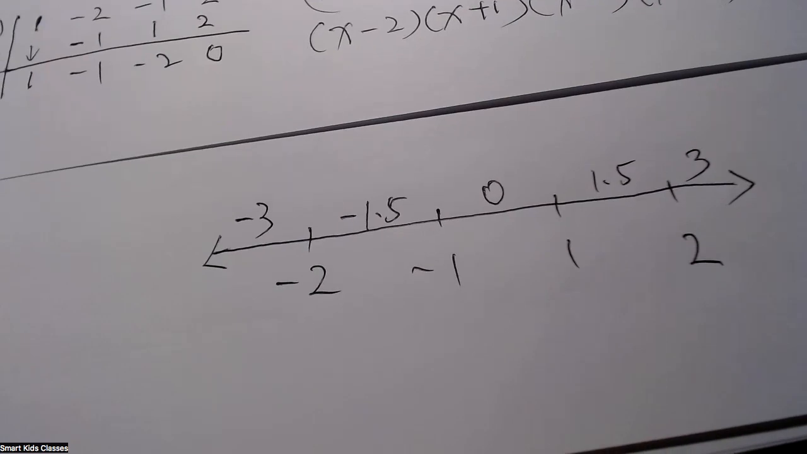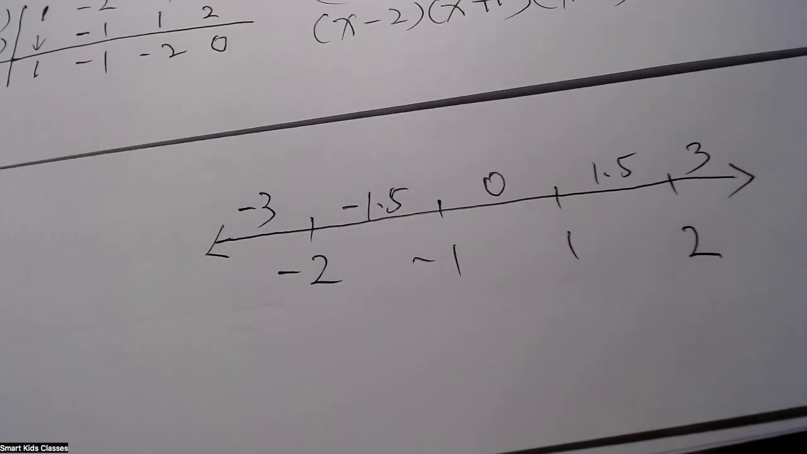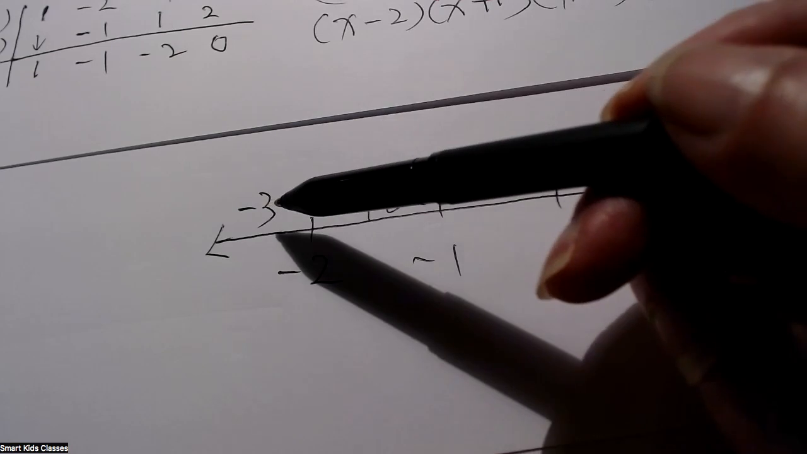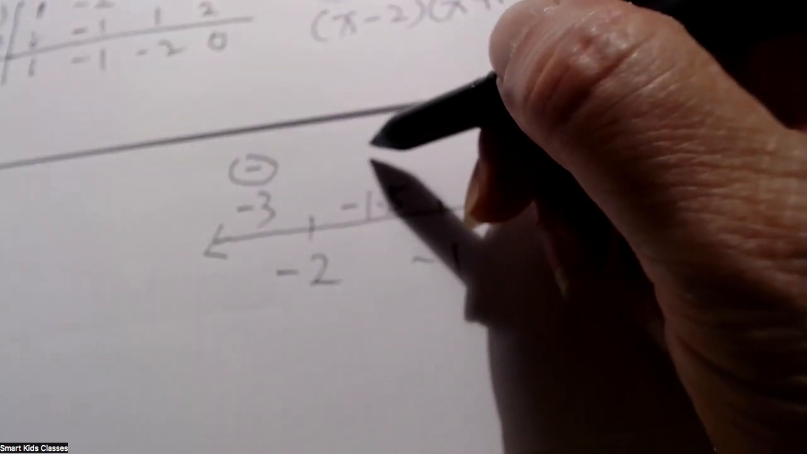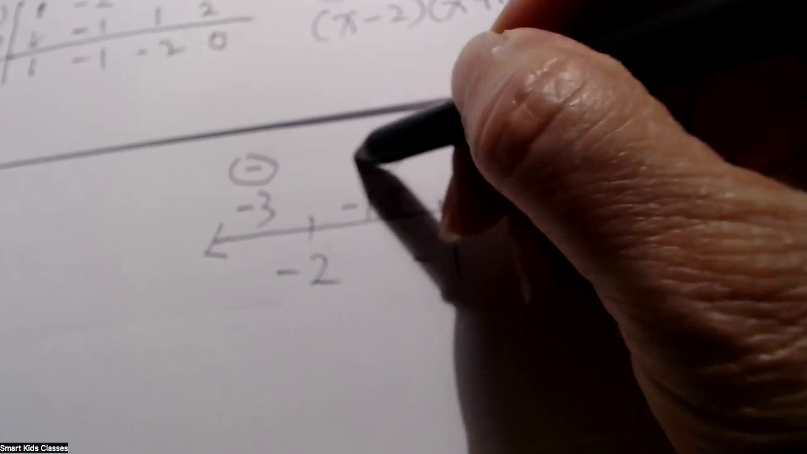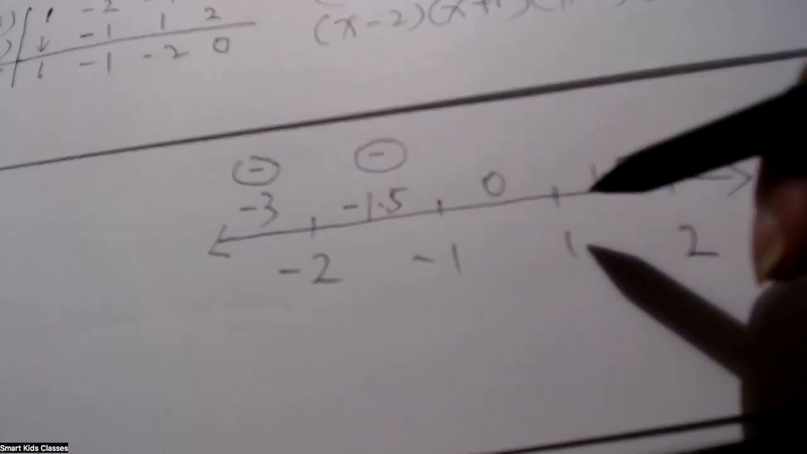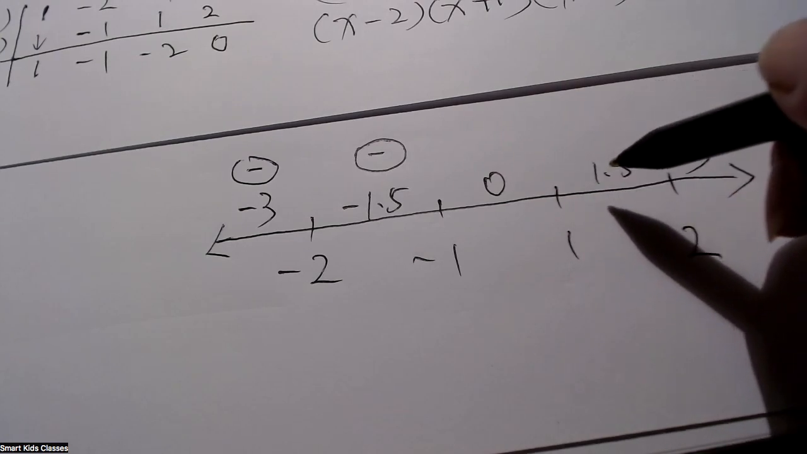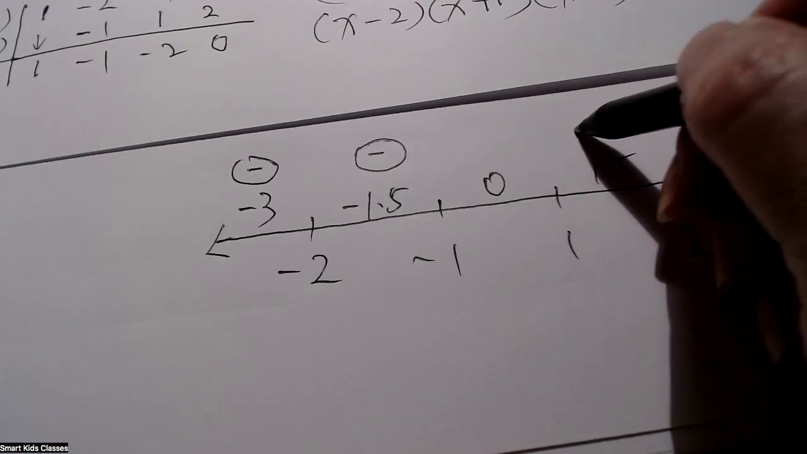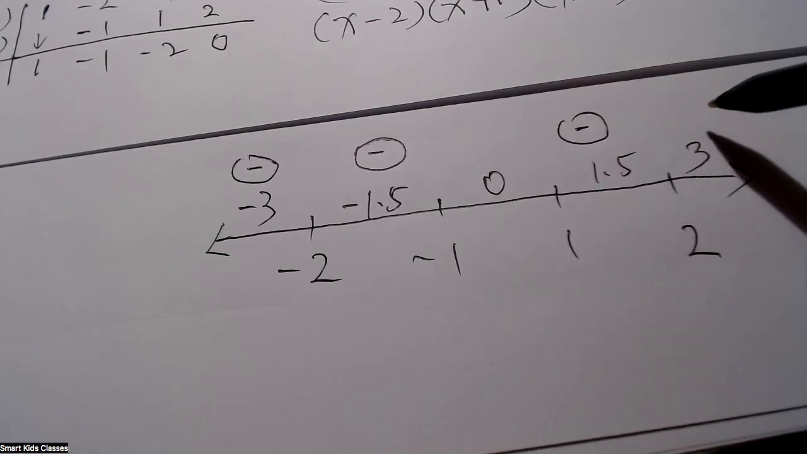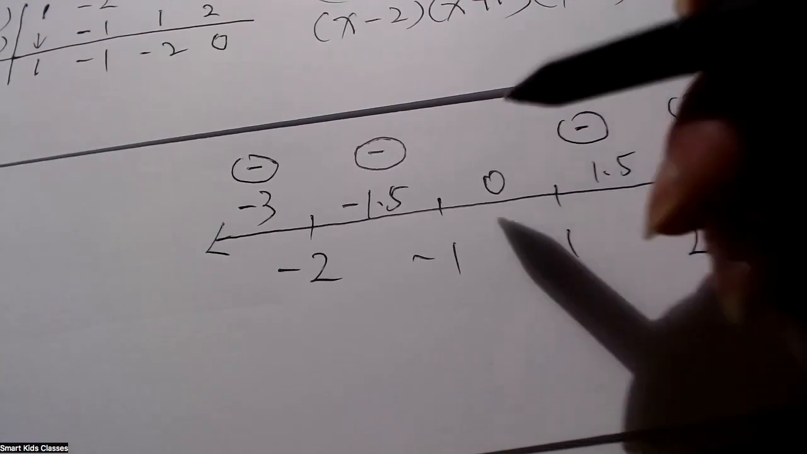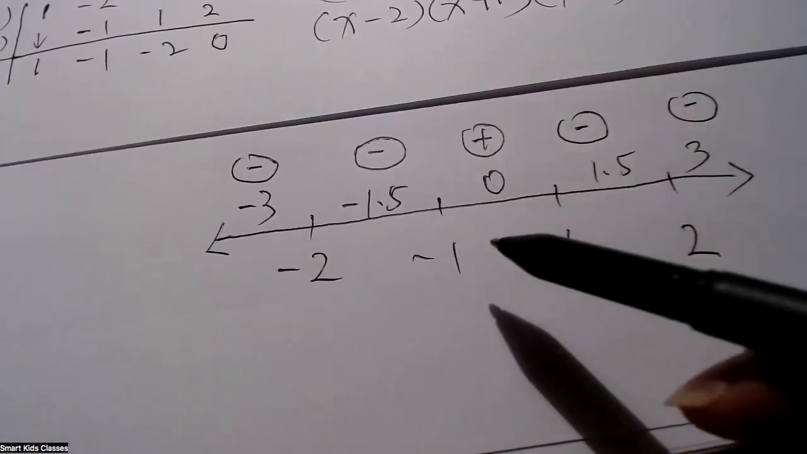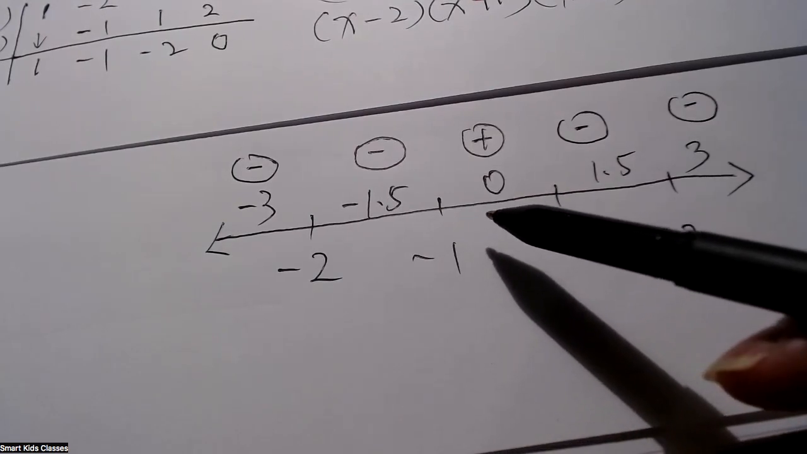So we're going to use a calculator to find out. So we plug in negative 3 into the original inequality. So we get a negative here. So we plug negative 1.5, you still get the negative. So we plug in 1 here. So for 1, we get a negative. So for 3, we still get the negative. How about for 0, we get a positive. So therefore, this interval is not a solution.